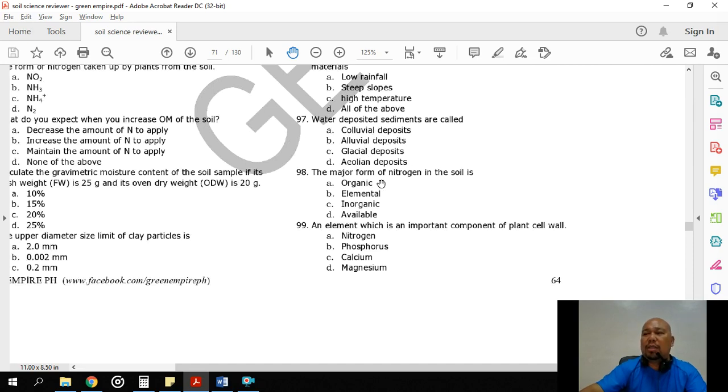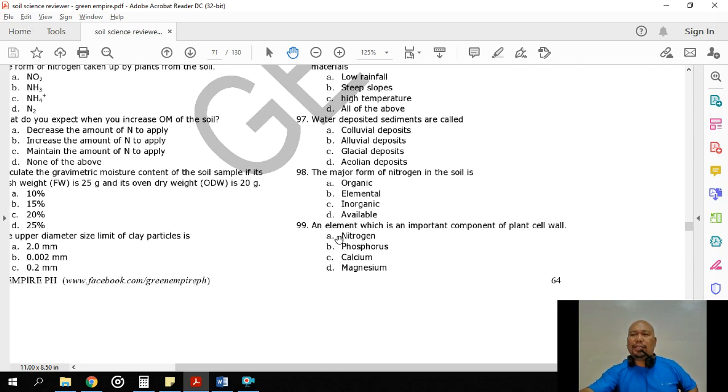That's letter B. The major form of nitrogen in the soil: organic, elemental, inorganic, available. I would choose inorganic. Organic is very small. Elemental, no, because plants cannot use that one. Does elemental nitrogen even exist? Probably not. Atmospheric nitrogen isn't elemental, because it's N2, so it binds on itself. So it's not an element actually. Molecular, maybe, is what it's called. It's inorganic, yeah. Available, that's a weird option.